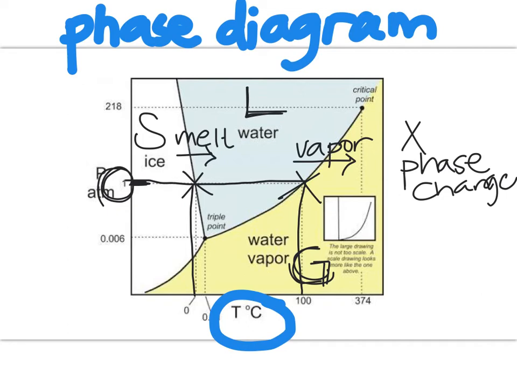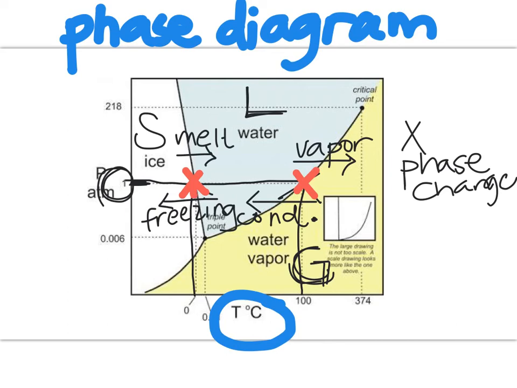Same thing is true if we go backwards. So water vapor back to water is condensation. I'm going to abbreviate that. And water back to ice, that is what we call freezing. So that's the freezing point. So the X, it's a little bit hard to see, apologize there. So the X here and the X here are marking the point at which the phase is going to change.